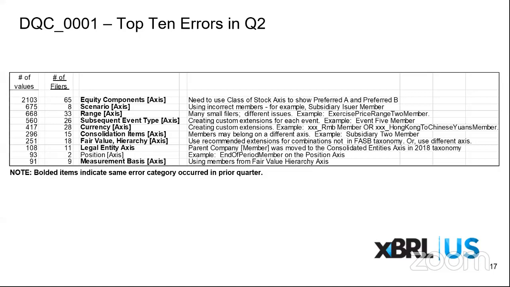There's only one new axis on here that we saw, and it was only made by two filers. It's the second to the last line, and that's the position axis. This is intended to reflect if the company is in a long or short position with its hedging program. The example that I found of a company who had used this axis incorrectly, they had created an end of period member and put that on the position axis. That's not appropriate.